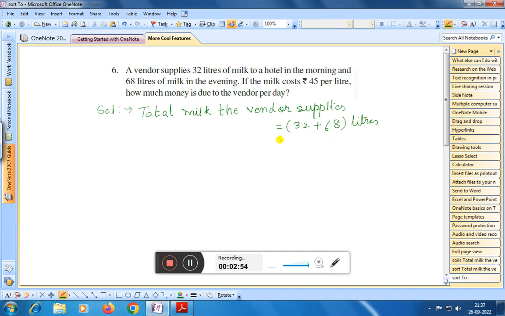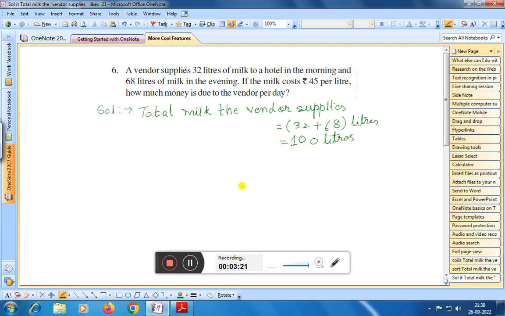Therefore, if you add this number, 8 plus 2, 10, carry 1, 0, 6 plus 1, 7, plus 3, that is 100. That is 100 liters. Liters, right?